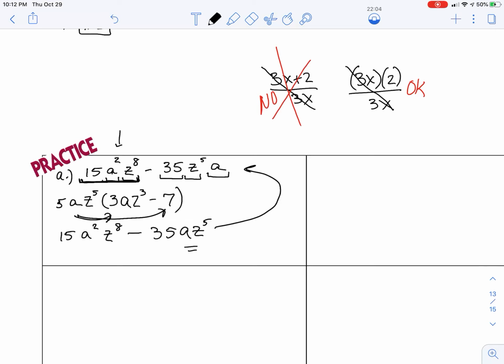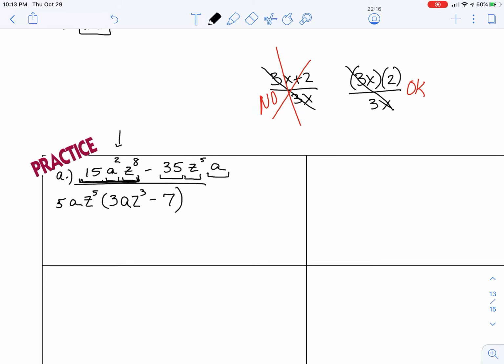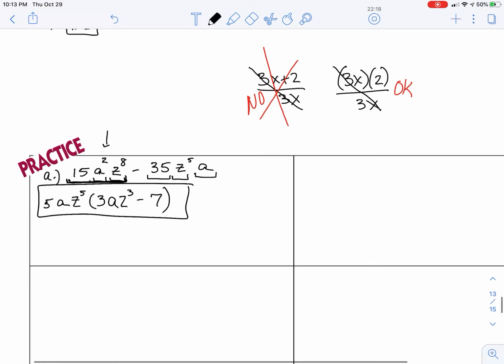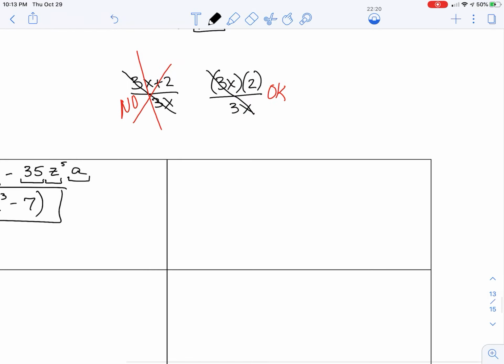We have az to the 5th down here, and it's z to the 5th a backwards up there, but that's okay. It's the same thing. We know we can multiply in any order. Okay, so you can test it by redistributing it and making sure that you've done it correctly. Here's the answer. Let's look at B. B is a little bit longer.